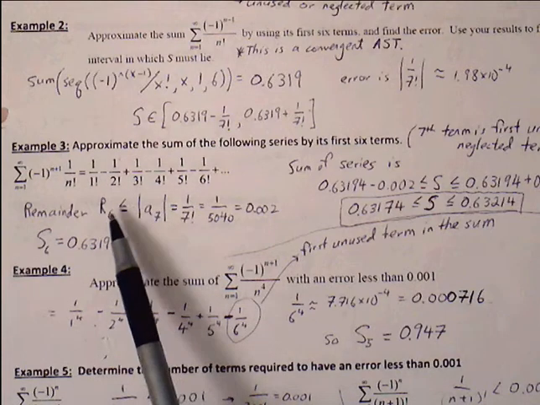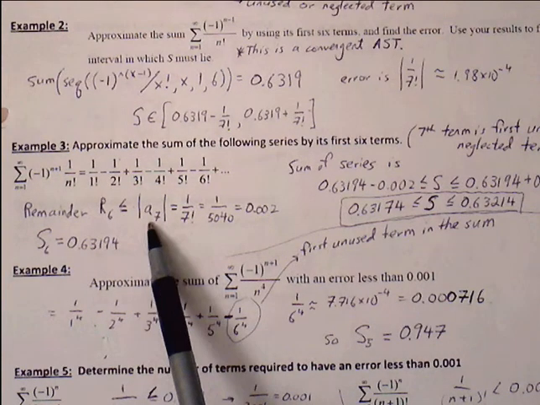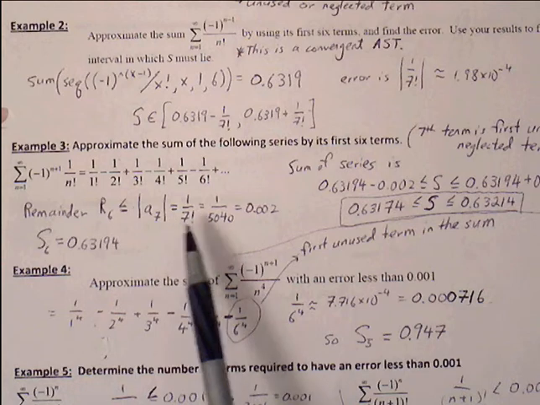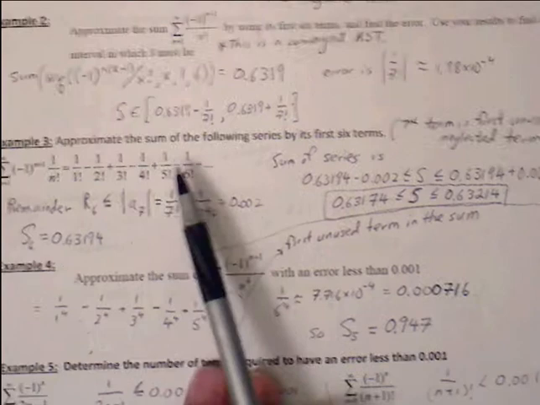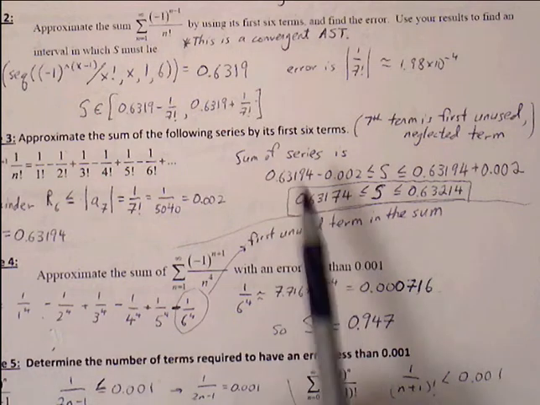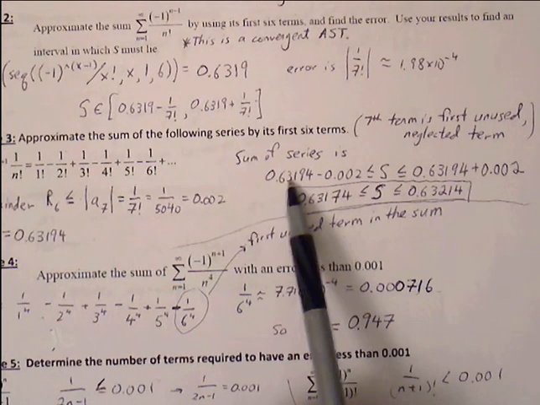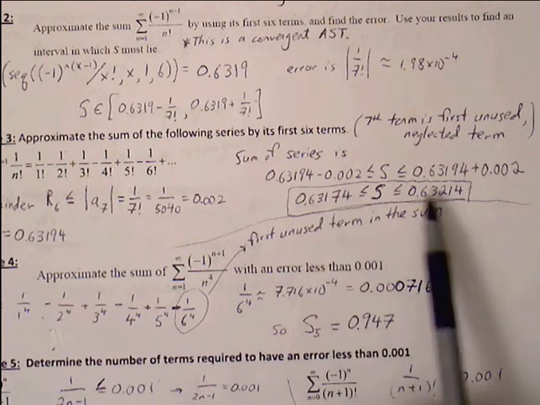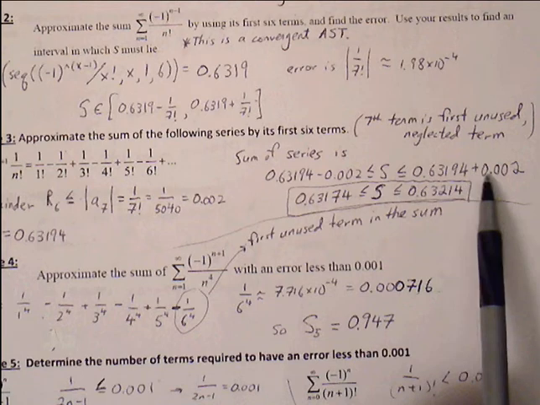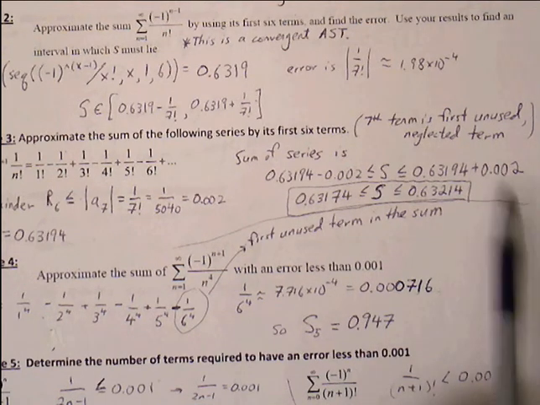The remainder, therefore, is going to be less than or equal to the first neglected term, which is 1 over 7 factorial, which is 0.002. And the sum of the series is therefore between 0.63194 minus 1 over 7 factorial and 0.63194 plus 1 over 7 factorial.